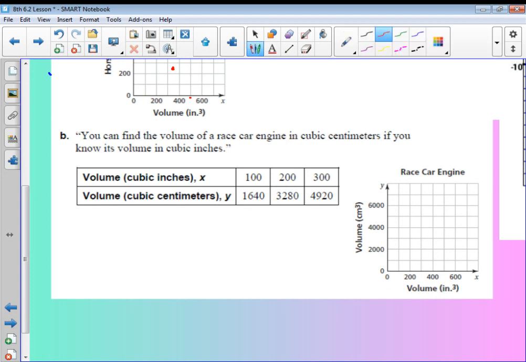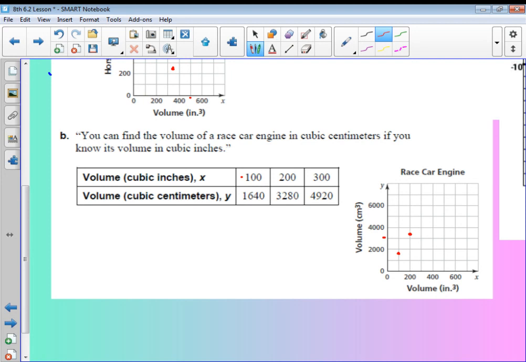So for the first one, we're going to go over to 100 and up to 1,640. So this would be 100 and 1,640. Well, this is 1,000, so it's probably about 3/4 of the way up. So there's our first dot or point. Then we're going to go over to 200 and up to 3,280. So this would be our 3,000 line, so a little above that.